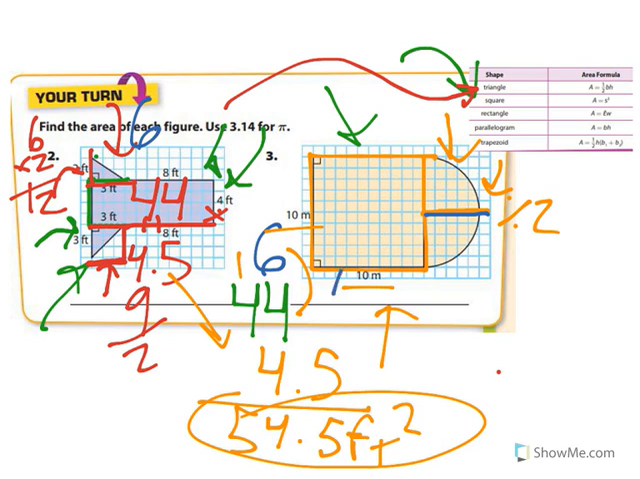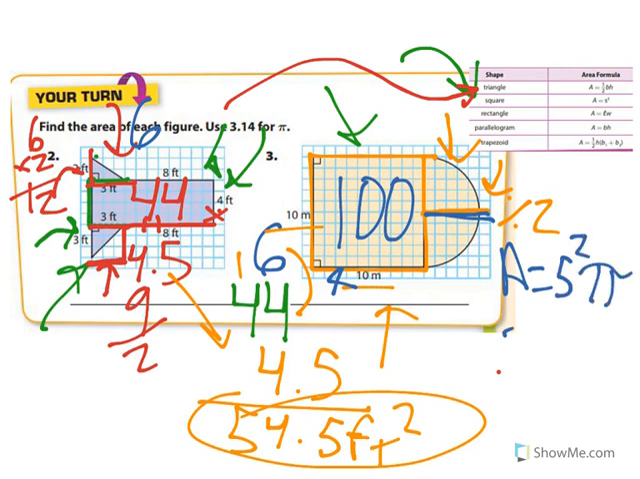Okay, so we're starting with our square. 10 times 10 is 100. Now let's find our circle first. If it was full, that's 5 across, right? So area equals 5 squared times pi. So we have 25 pi. And then we're going to have to divide that by 2, right? Because it's half of a circle, so that would be 12.5 pi.